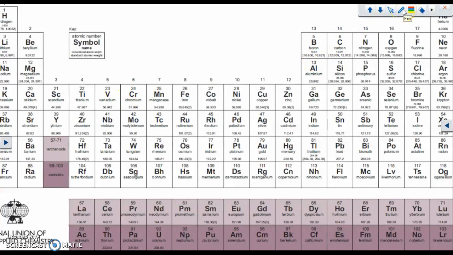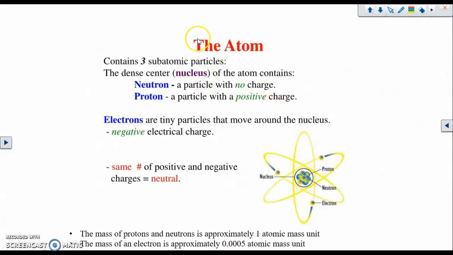Okay, so we're going to talk about metals and non-metals later, but why do we care about these things? Well, the reason why we care about this periodic table is because each one of them is actually made up of an atom. All right, so the smallest distinctive property of an element is called the atom. And the atom is made up of three subatomic particles: neutrons, protons, and electrons.